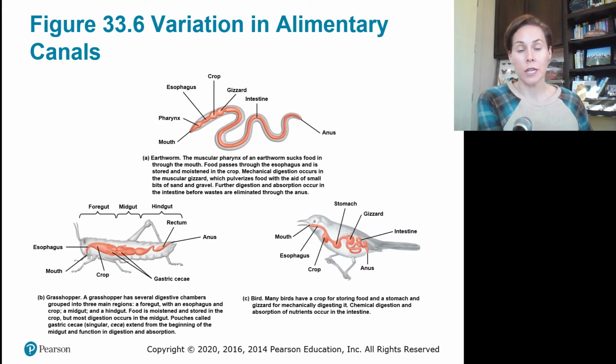There are those in earthworms, which are very simple. Food goes in the mouth. The pharynx kind of smushes it up. So does the esophagus. The crop holds it. The gizzard really grinds it up. And then they have a simple intestine and it's out through the anus.